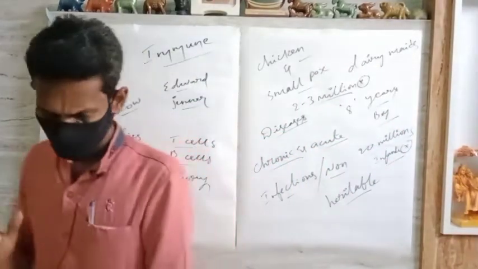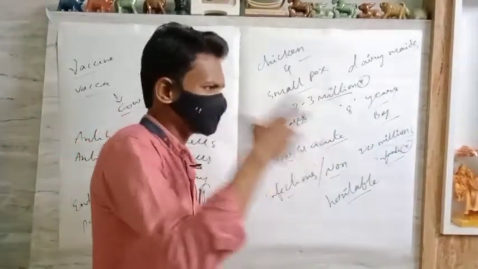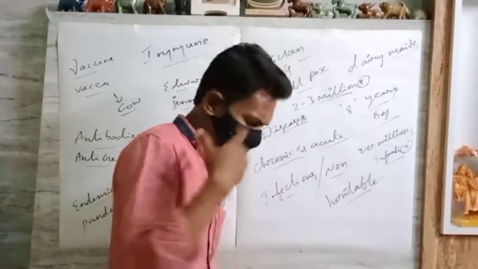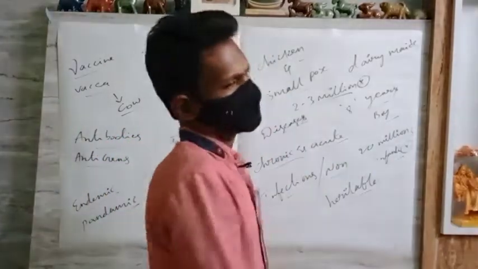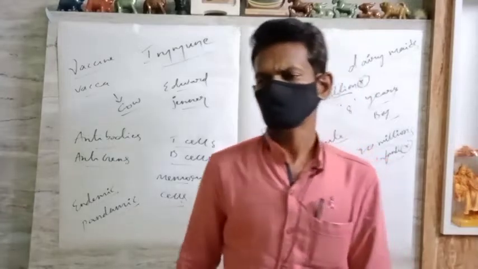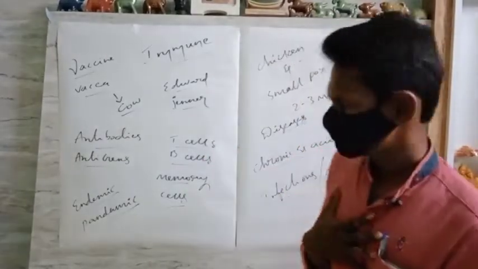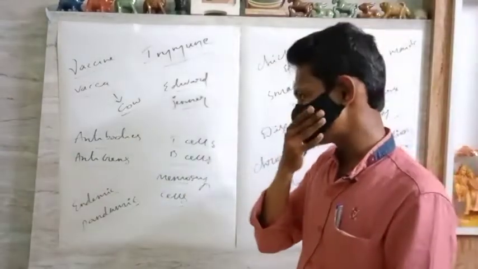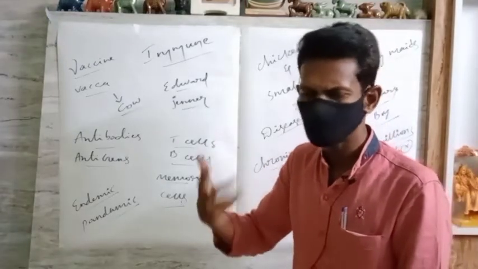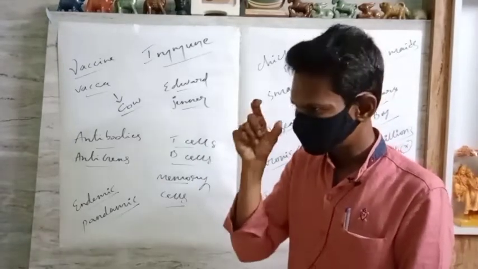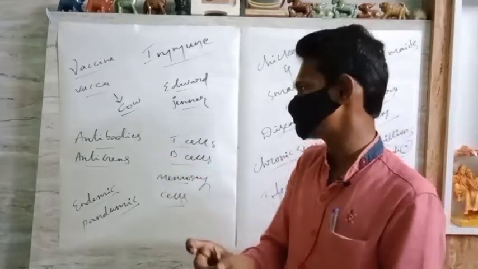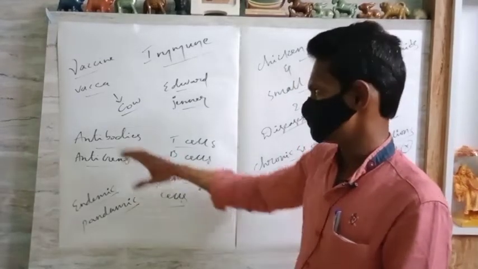Why? Because the body is facing different types of factors regularly, day by day, month by month, year by year. So our body should be upgraded. That is known as immunization. Then how can we immunize our body? With a special chemical that is called a vaccine.